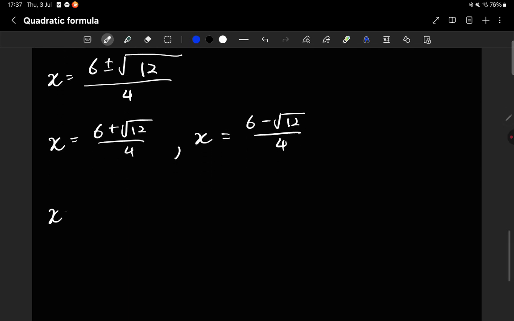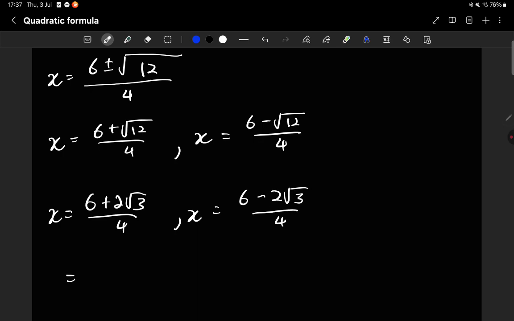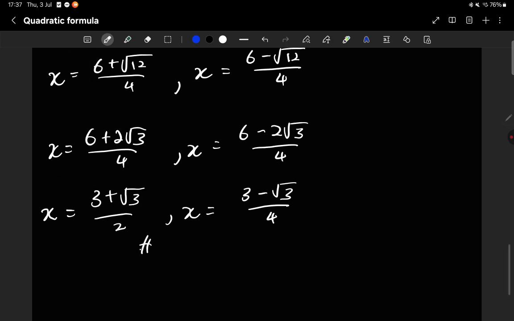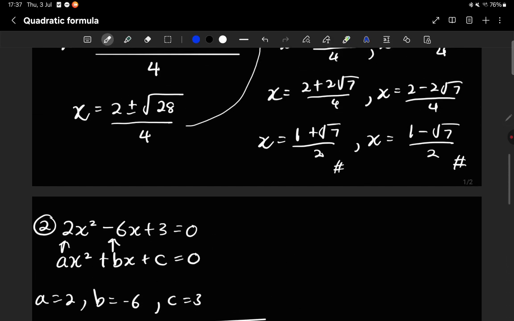When we simplify our answer, we get 6 plus 2 root 3 over 4, and x equals 6 minus 2 root 3 over 4. If we divide by 2, we get x equals 3 plus root 3 over 2, and x equals 3 minus root 3 over 2. That's your final answer, and that's how you use the quadratic formula.